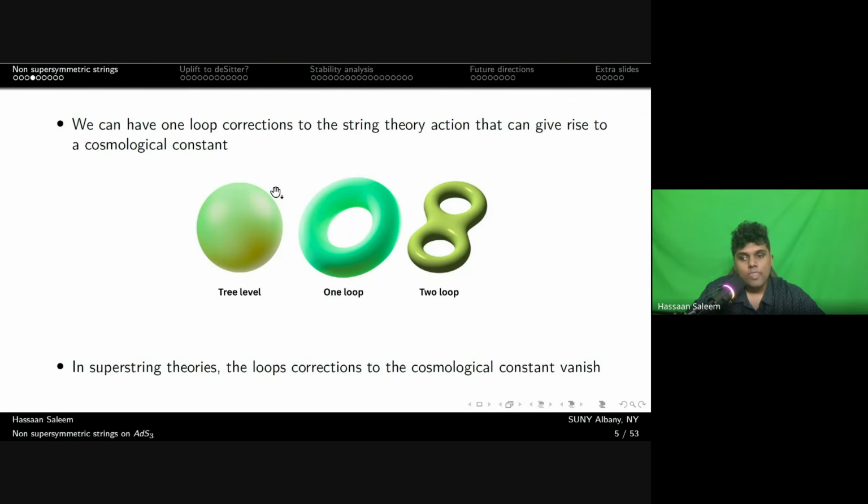Okay, so one thing that we know about supersymmetric theories or string theories is that loop corrections vanish in superstring theories. That's a very attractive feature of these kinds of theories. So we can have loop corrections to the string theory action that can give rise to a cosmological constant. But as I said before, these loop corrections do vanish in superstring theories. But in non-supersymmetric strings, there is no guarantee that these loop corrections will vanish. So that's one thing that we have to take into account when we are studying non-supersymmetric strings.